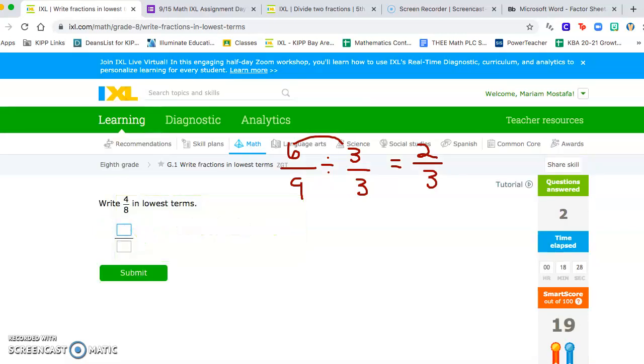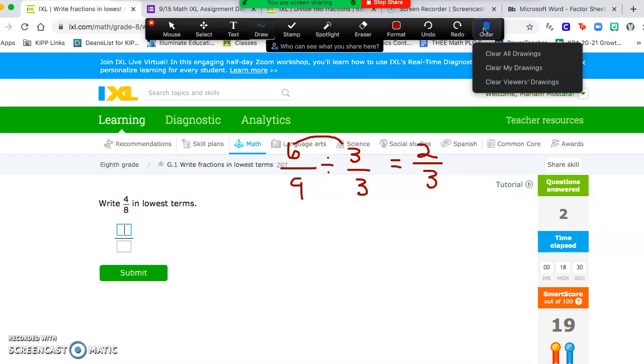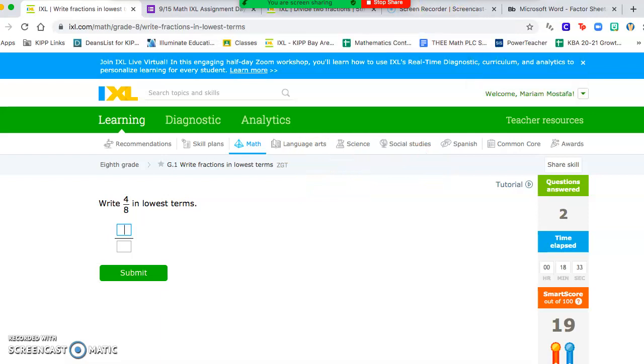So all you do, literally all you're doing is you're taking, as we've done multiple times, the greatest common factor and you divide it by the numerator and by the denominator. And then you're good to go.